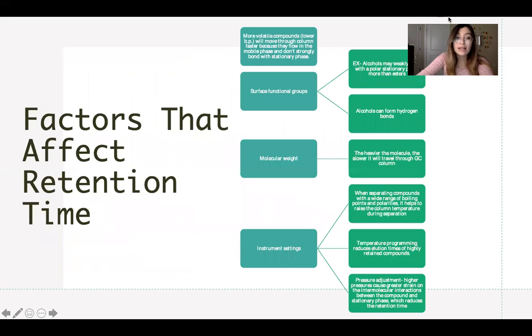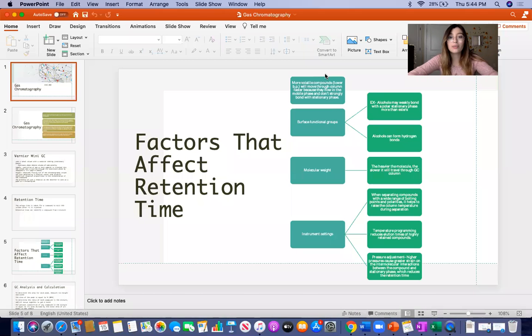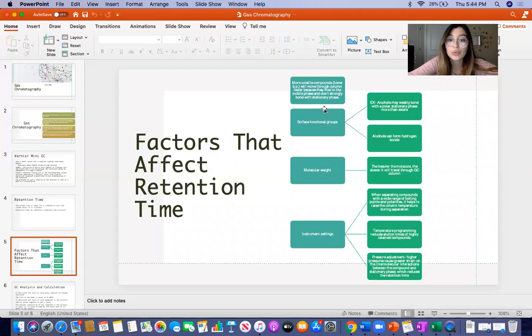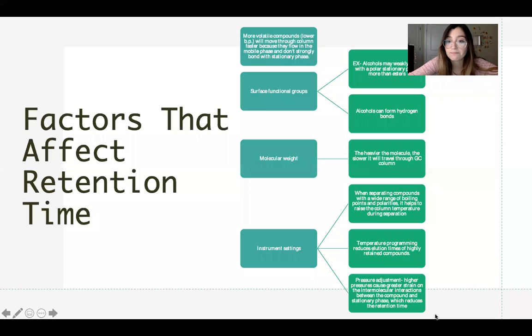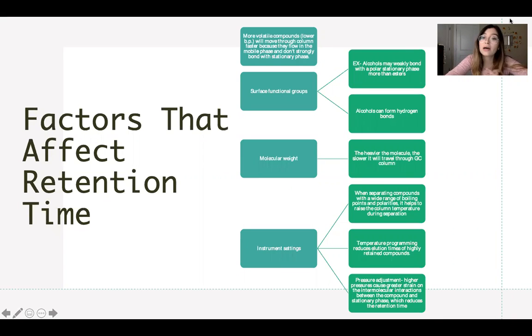So, factors that affect retention time. Sorry, I can't read the top one, so I'm going to exit it. More volatile compounds, like I said, with a lower boiling point, will move through the column faster because they flow in the mobile phase and don't strongly bond with the stationary phase. Surface functional groups also affect it. For example, alcohols may weakly bond with the polar stationary phase more than esters, and that is because alcohols can form hydrogen bonds. Also, the molecular weight: the heavier the molecule, the slower it will travel through your GC column.